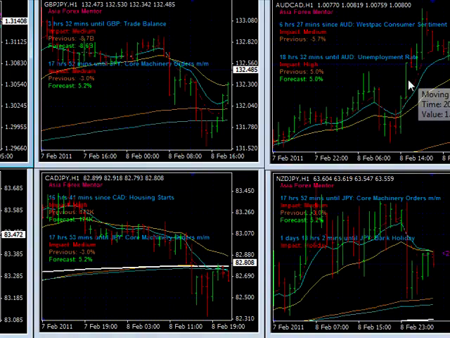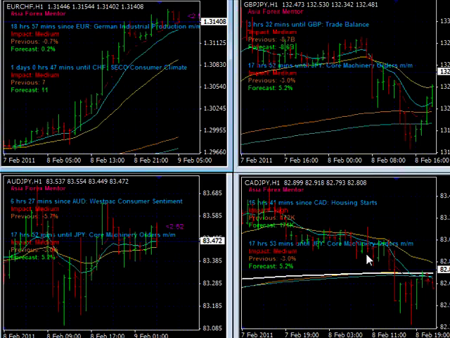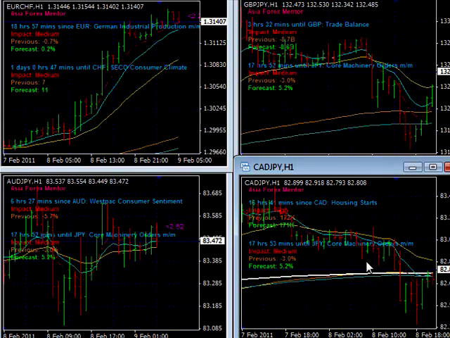Here's another one, this is the Cad Yen. We can see a pin bar over here, a pin bar in confluence with the 10-25. The 10 is below the 25. A pin bar formed and it went down.